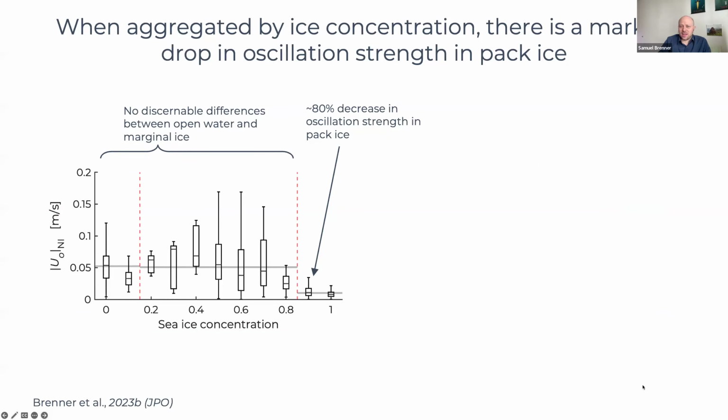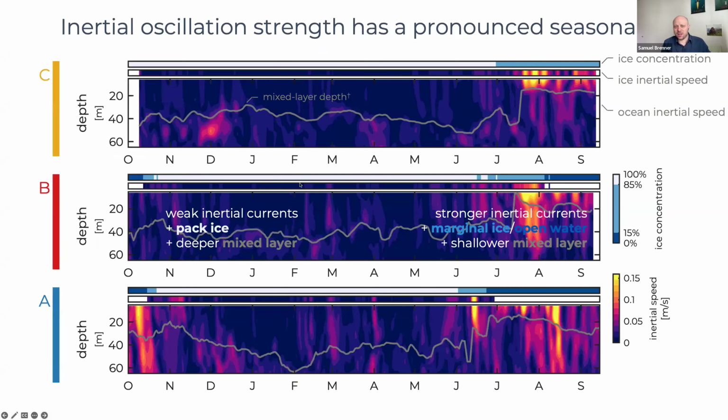If we take all that data together and we bin it by sea ice concentration, we see, as expected, that there's a major reduction in the inertial current strength for high ice concentrations, about an 80% decrease in the oscillation strength. But there's actually no discernible difference between the open water and the marginal ice conditions here. Both of these have, on average, the same inertial current strength, though there's some spread around that.